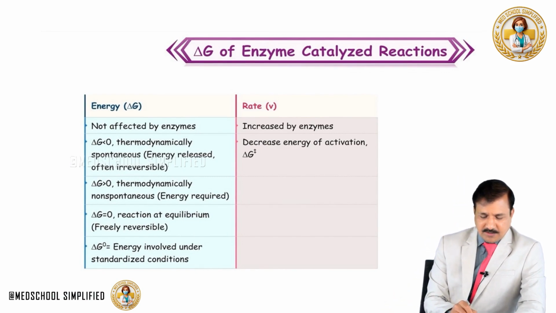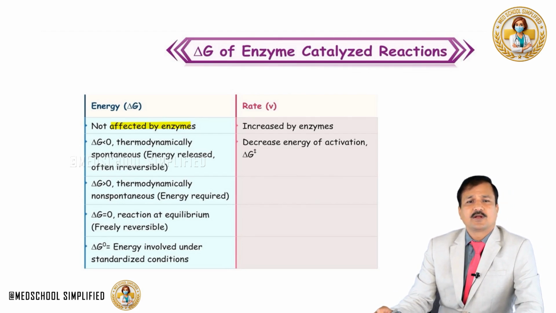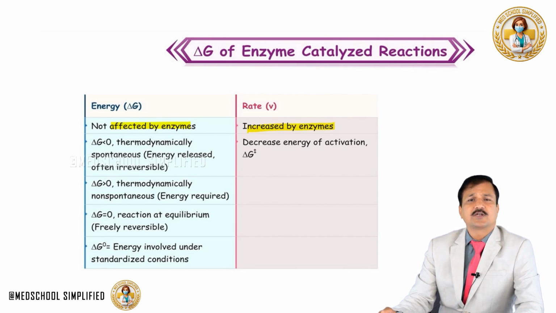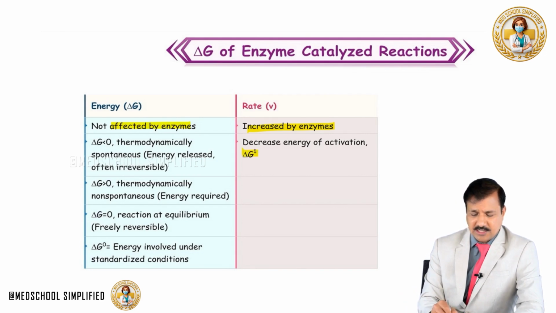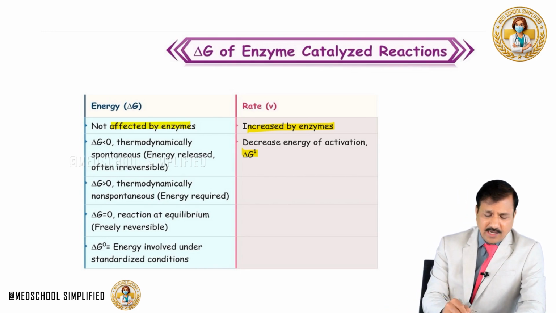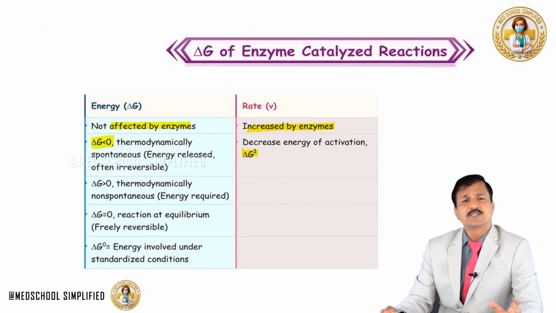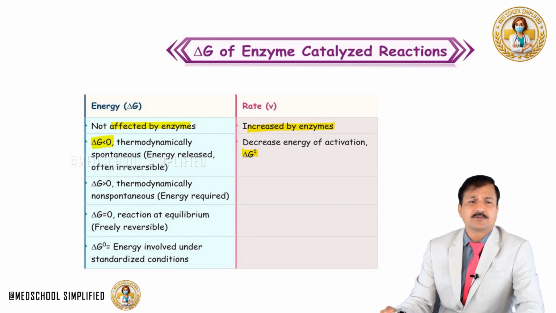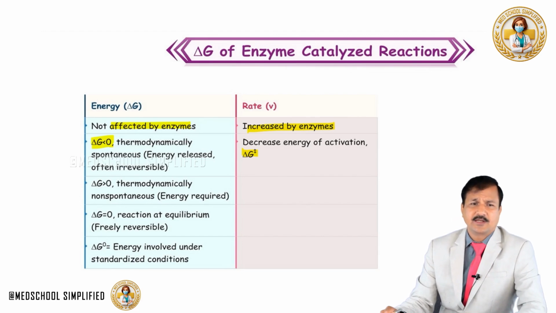Delta G is not affected by enzyme catalyzed reaction, whereas enzymes simply increase the rate of the reaction, the conversion of substrate into product. How do enzymes increase the rate of reaction? Because enzymes decrease the free energy of activation, that is delta G plus plus, thereby they enhance the rate of reaction. Now based on the value of delta G, if the delta G of the reaction is less than 0, it's a thermodynamically spontaneous reaction, energy is released into the system, and most of the time these kinds of reactions are irreversible and usually they are rate limiting reactions.